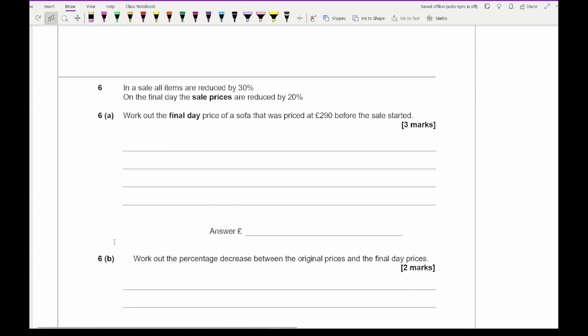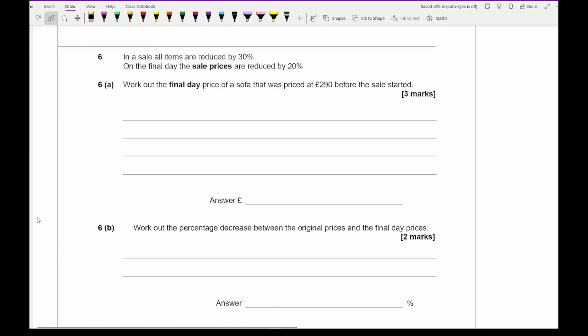Moving on to question 6, it says in a sale order items are reduced by 30%. On the final day of the sale, prices are reduced by 20%. Work out the final day price of a sofa that was priced £290 before the sale. So we start with 290, so we're going to reduce it by 30%, so I need to work out what 70% of it is, and then I need to take off another 20%, so I'm going to multiply it by 0.8.